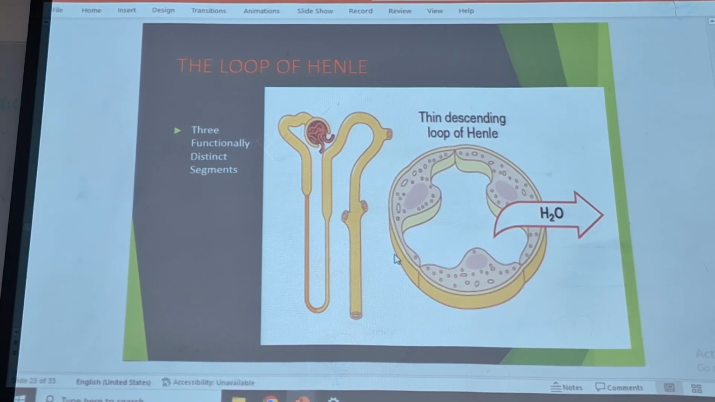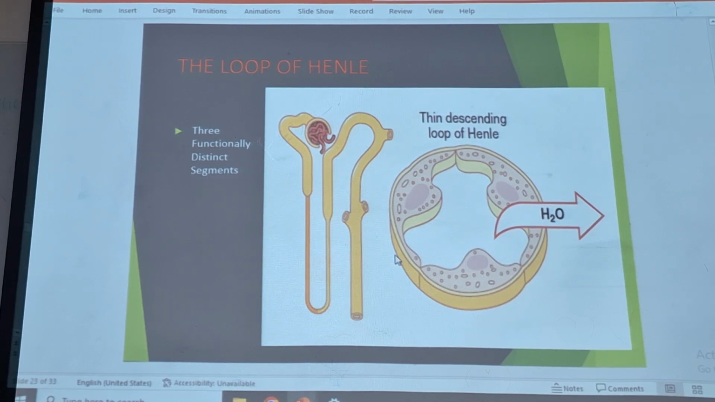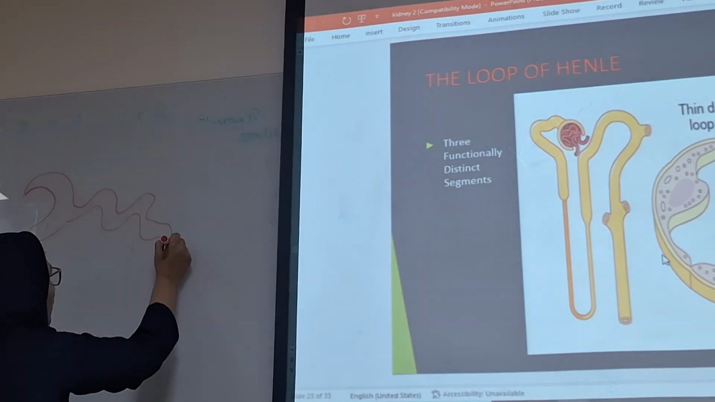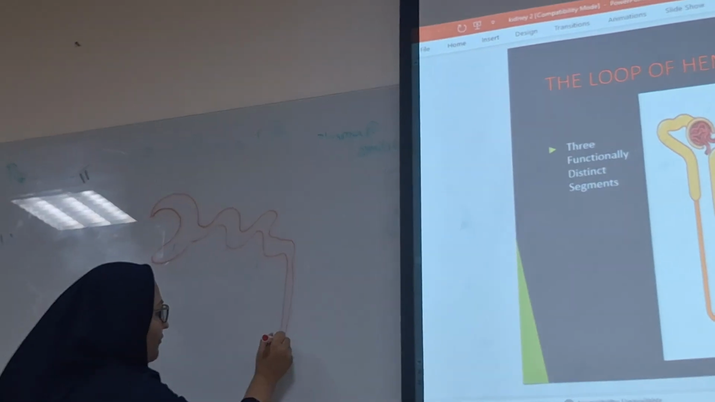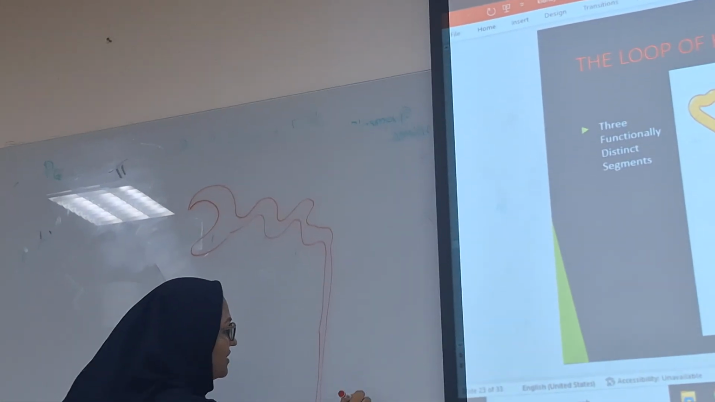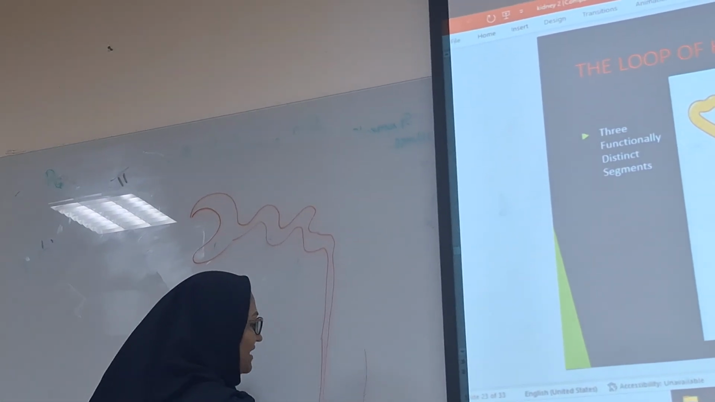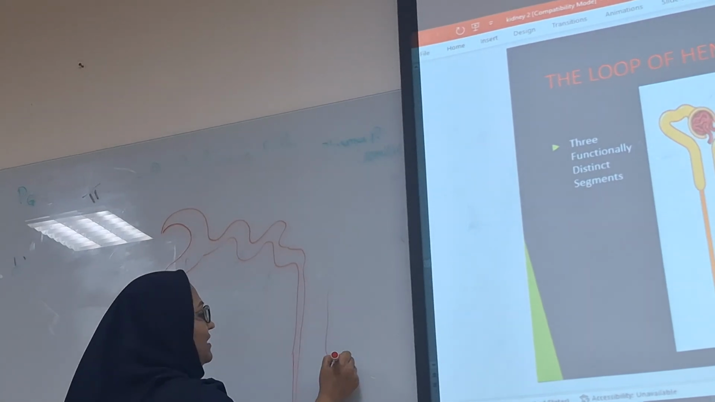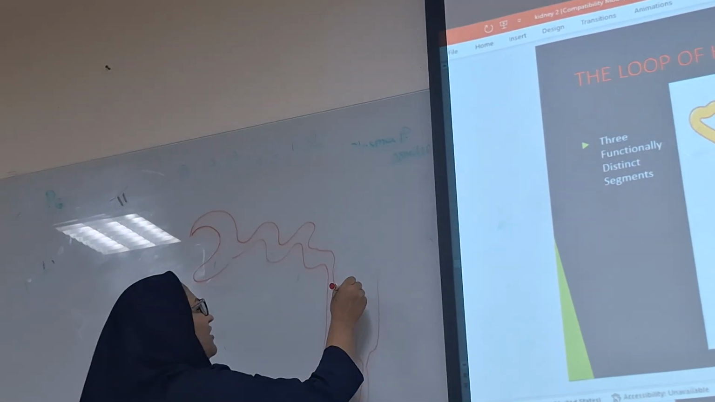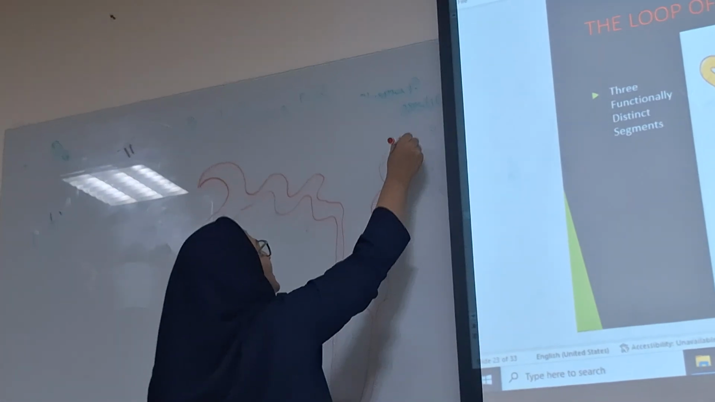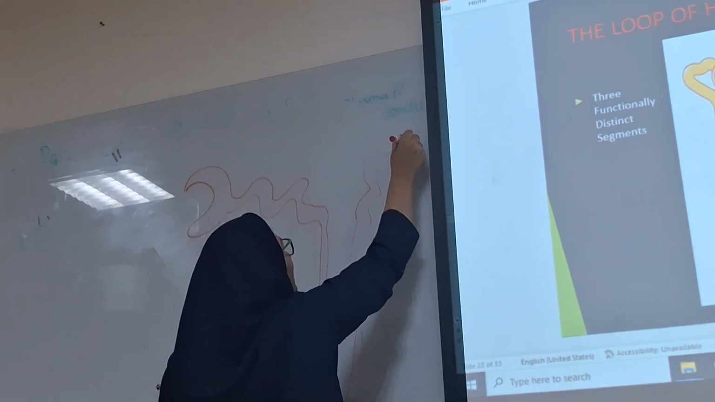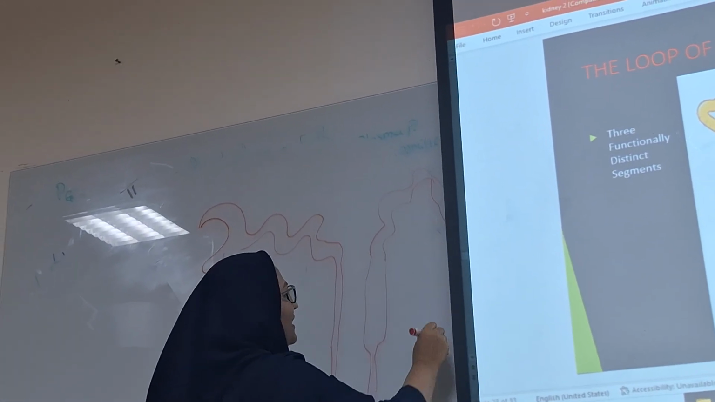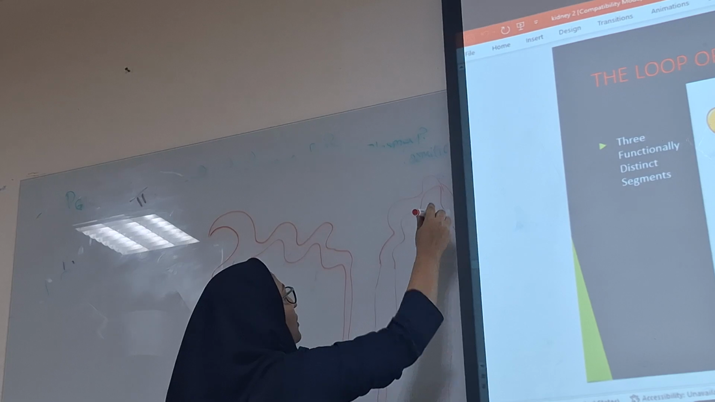Bowman's capsule, proximal tubule, loop of Henle, thin descending, thin ascending, thick ascending, distal tubule, and collecting tubule and collecting duct.